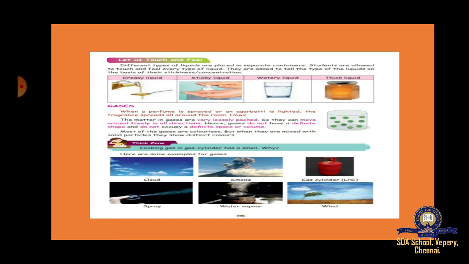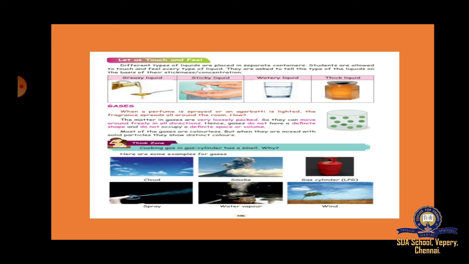If we keep any gas inside a glass, will it occupy inside the glass? No, it will be in and around the glass also. That's why it doesn't have any definite shape and also any volume. Okay, so see here the examples are cloud, smoke, gas cylinder we use in our house, spray, water vapor, wind. These all are gases. Okay, when a perfume is sprayed, what will happen? That is also a gas.